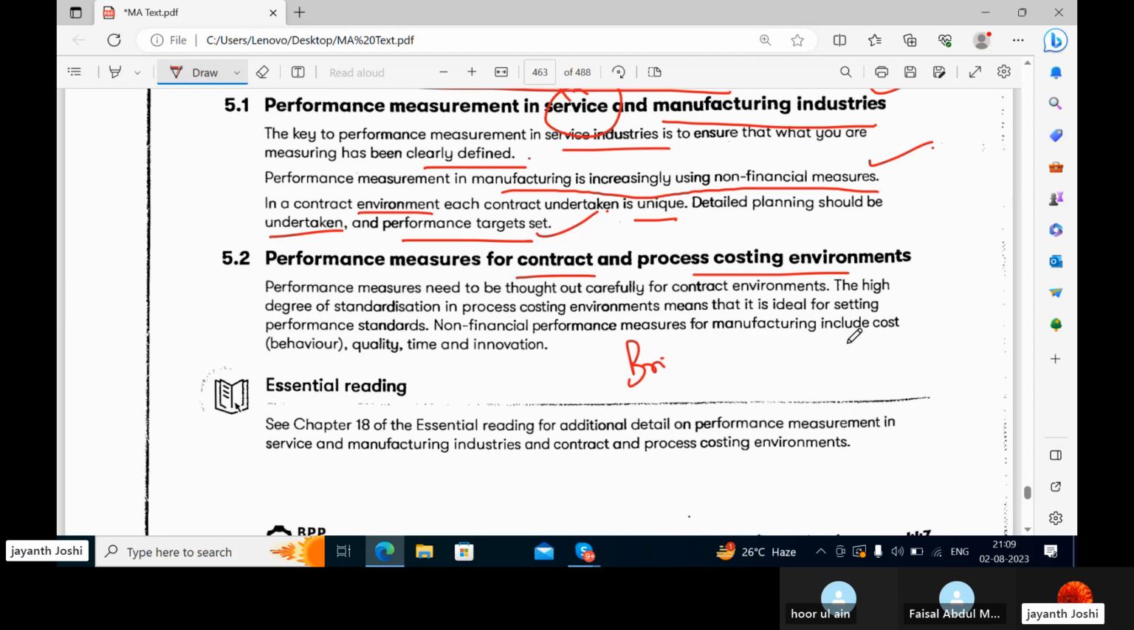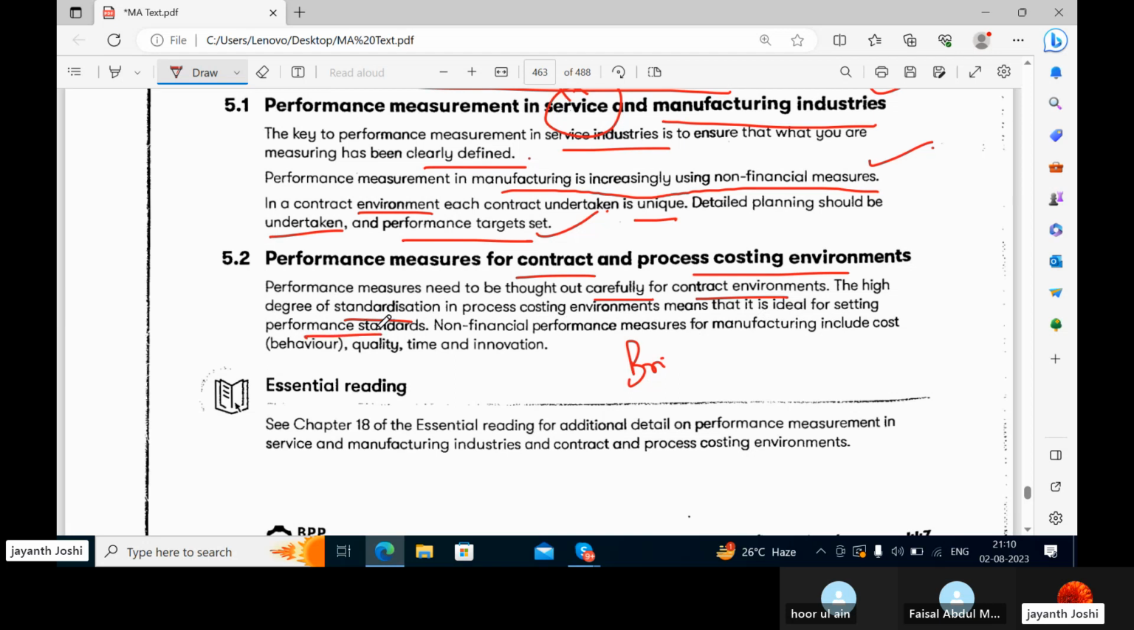In COVID-19 times also, Dr. Reddy's Labs and some other companies were approached by Russian and other vaccine-making companies to manufacture vaccine for them. They give all the material, and you use your facility to do that. You are not the one who discovered that vaccine, you are just doing the contract manufacturing. So performance measures need to be thought out carefully for contract environments. The high degree of standardization in process costing environments means that it is ideal for setting performance standards.